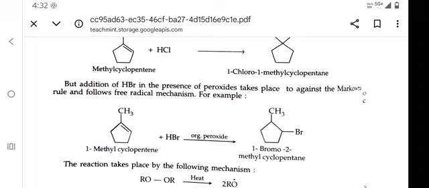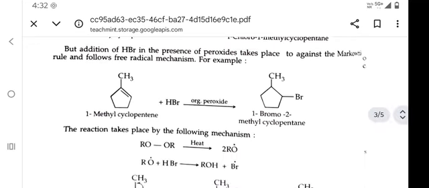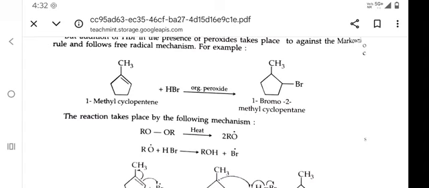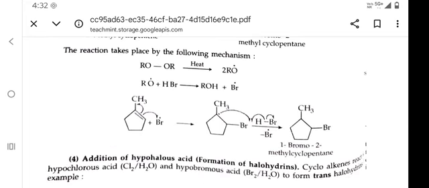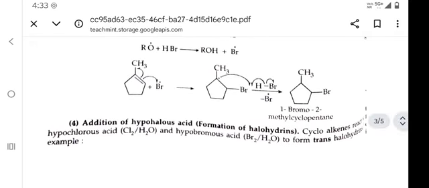But addition of HBr in the presence of peroxide takes place against Markovnikov's rule and follows a free radical mechanism. For example, 1-methyl cyclopentene reacts with HBr in presence of organic peroxide to give 1-bromo-2-methyl cyclopentane. The reaction takes place by the following mechanism. ROOR reacts with heat to give 2 RO radicals. RO radical reacts with HBr to give ROH plus Br radical. This Br radical attacks the 1-methyl cyclopentene and forms the 1-bromo-2-methyl cyclopentane.